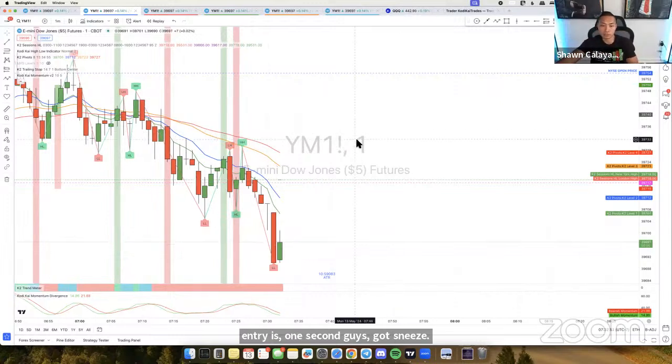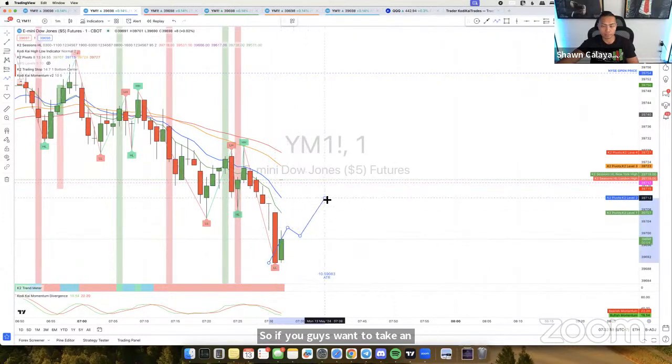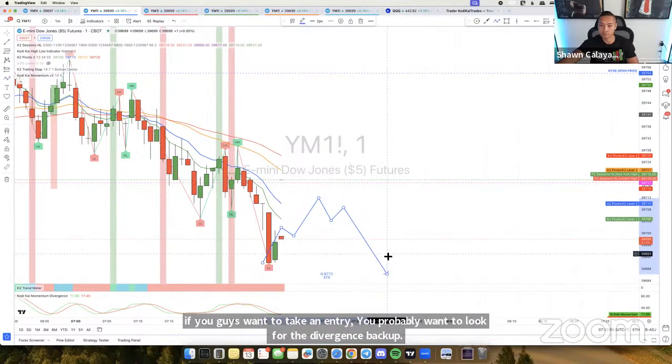So if you guys want to take an entry here, you probably want to look for the divergence back up and then correction back down.